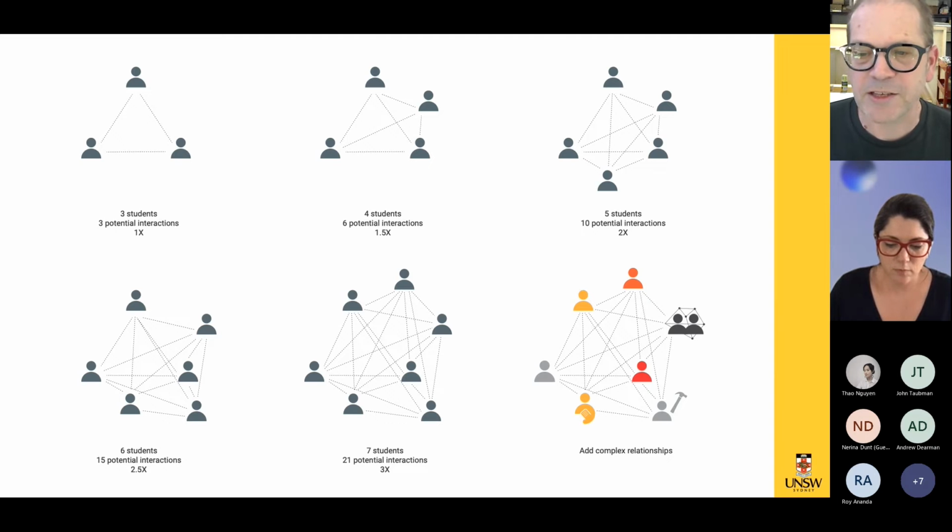At 5 players, the interactions have doubled relative to the number of agents, and at 7, the interactions have tripled. Complexity then increases when the agents are considered in terms of their variety of relationships and their roles, including students, peers, tutors, conveners, mentors, and studio support. And you can see that in the bottom right-hand diagram.